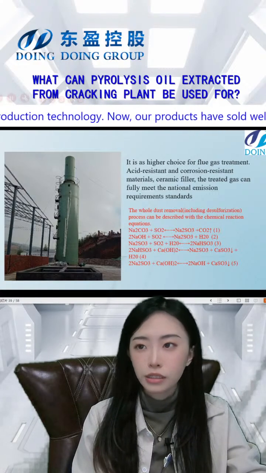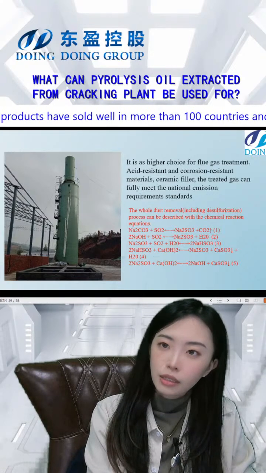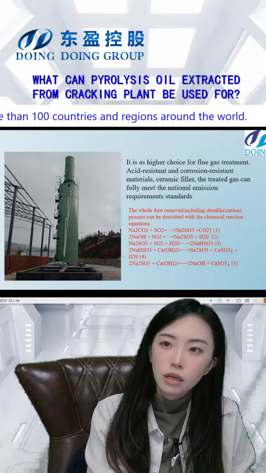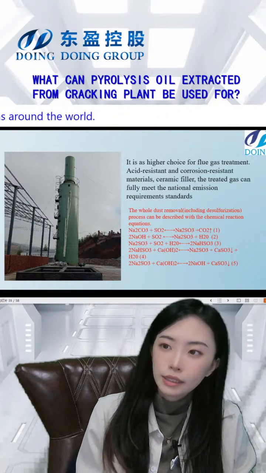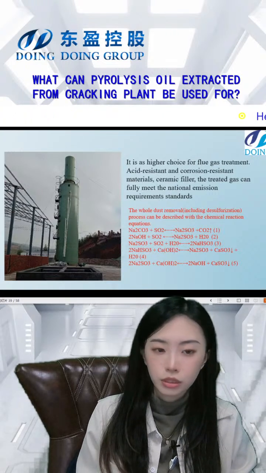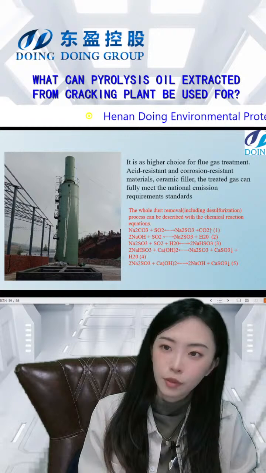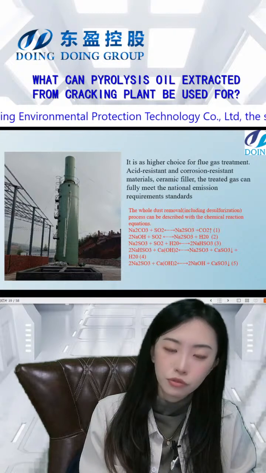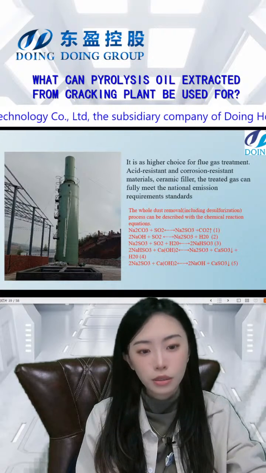This is the desulfurization tower. The higher choice is 8 meters, and we use acid resistant and corrosion resistant materials, glass fiber, and inside it are ceramic filters to spray out the gas so it is fully in contact with the chemicals. The treated gas can fully meet the national emission requirement standards. So this is why we don't need to worry about this.